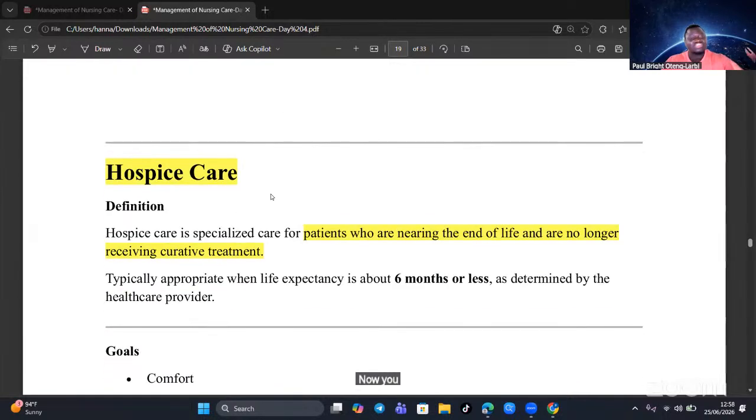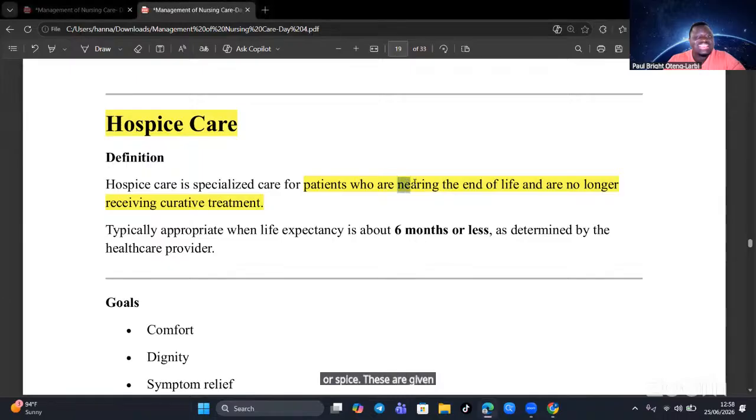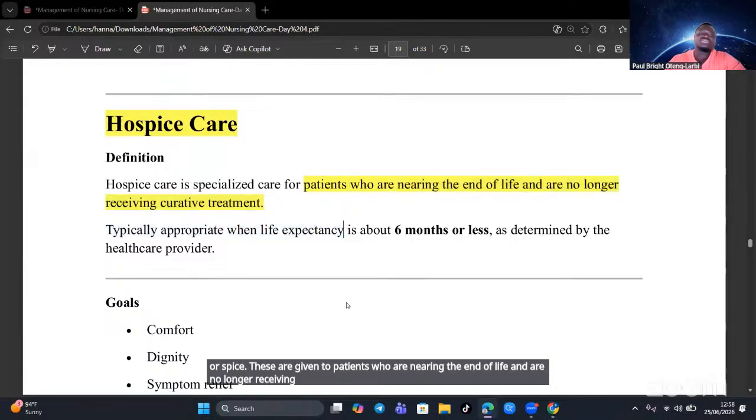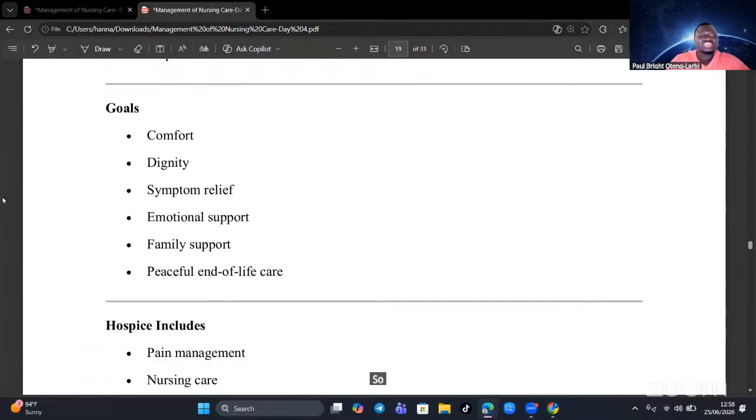Now you've done everything, patient is not surviving. So we switch to what? Hospice care. So we put patient to what? Hospice. These are given to patients who are nearing the end of life and are no longer receiving curative treatment. So mostly these people's life expectancy is about 6 months or less. So doctor will say you have 6 months to live. With this your condition, you have 3 months to live. Okay. Determined by the healthcare provider. So in Ghana, they will say doctor declare.